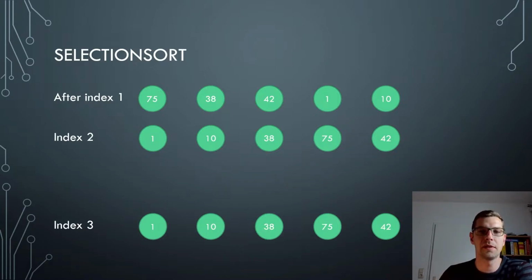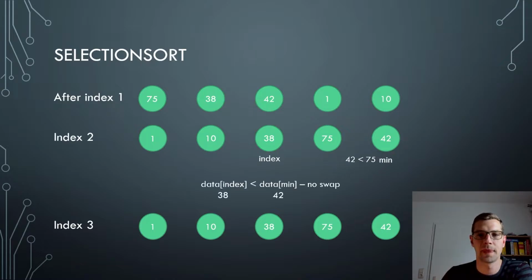So now we just have to have a look at 38, 75 and 42. There we set our index to 38 and our minimum to 75. Now we have to compare 75 and 42. 42 is smaller, so we set our minimum there. Then we don't have to swap 38 with 42 because the item at index is smaller than our minimum in the rest of the array.